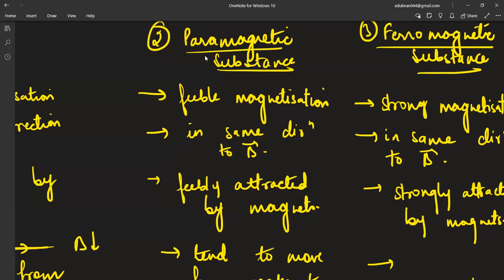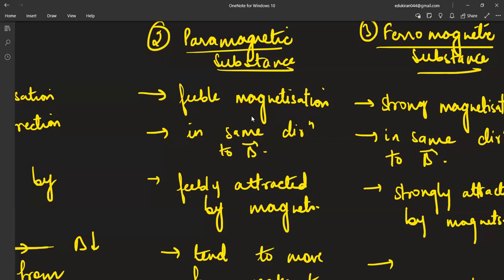Fine. Feeble magnetization is there. This is actually one complete sentence if you read: feeble magnetization in the same direction as the magnetic field. But feeble magnetization is one point of difference, and direction of magnetization is also one point of difference. That's why we study it differently. Now, feebly repelled by magnets was the point of diamagnetic substances. This is feebly attracted by magnets.